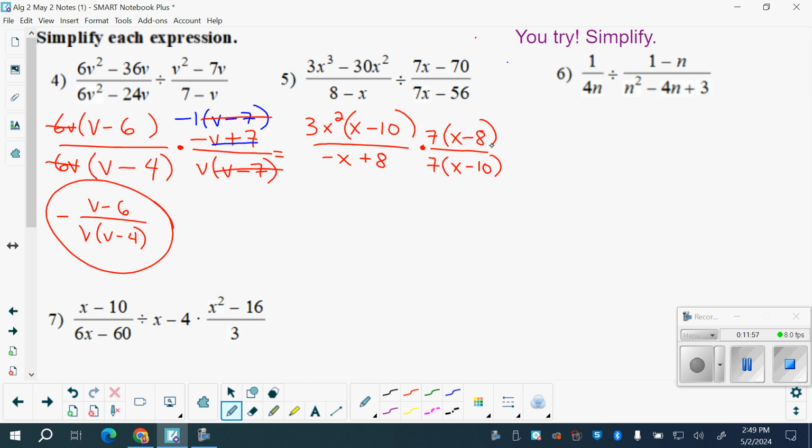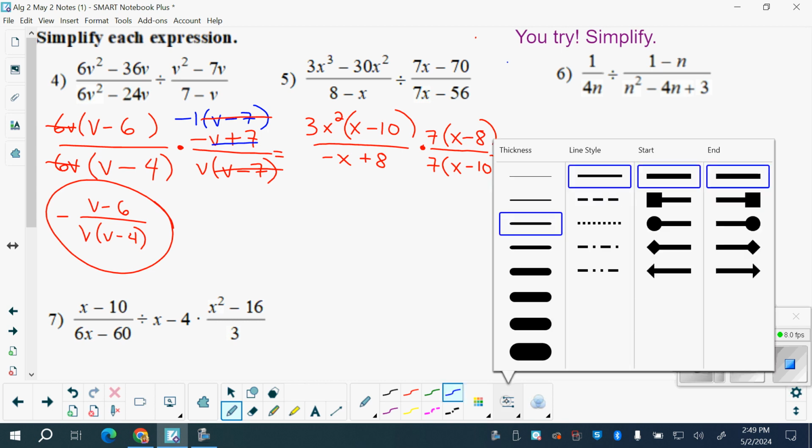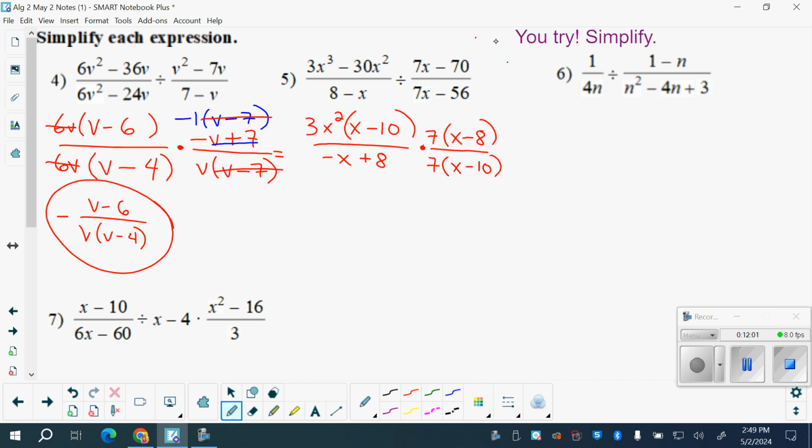We can't right now, but if we change this, what can we change this to be able to cancel? Negative 1 times x minus 8. So see how those signs changed? It was negative x becomes positive, and the positive 8 becomes negative. Questions on that? So what can we cancel now?